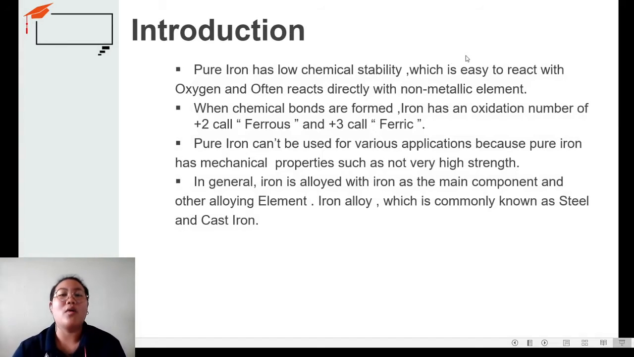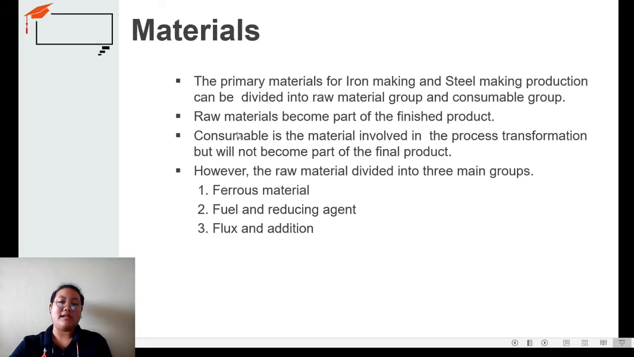Pure iron has low chemical stability, so it easily reacts with oxygen and often reacts directly with non-metallic elements. When chemical bonds are formed, iron has an oxidation number of +2, called ferrous, and +3, called ferric. Pure iron can be used for various applications, but its mechanical properties are not very high in strength. Materials.